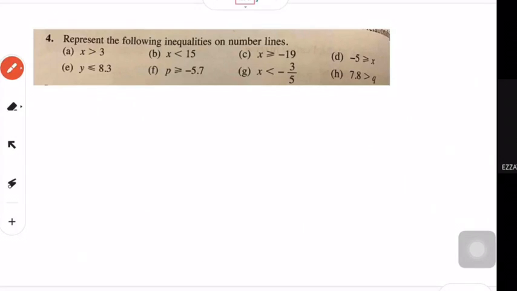That will make your understanding stronger. I mean better understanding. Okay, how do we represent the inequalities on the number lines? Okay, let's take A. I will do A and E for you.